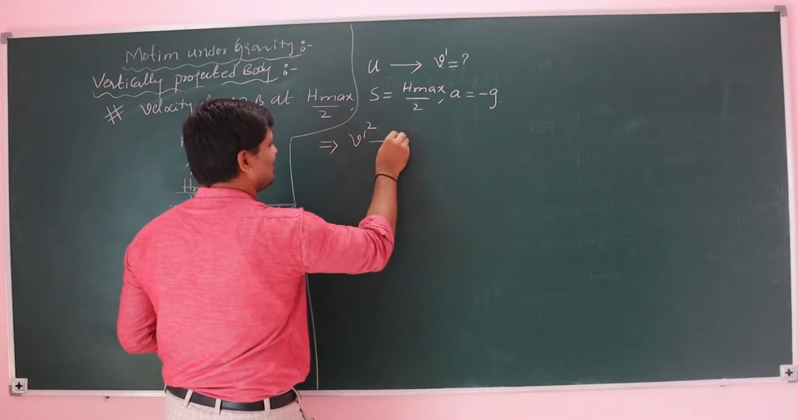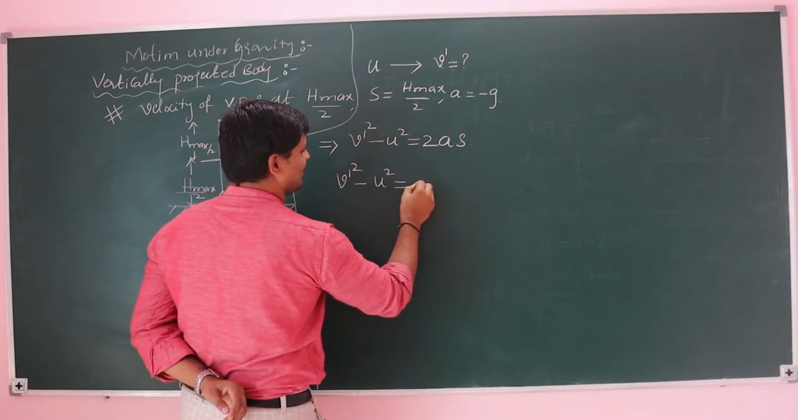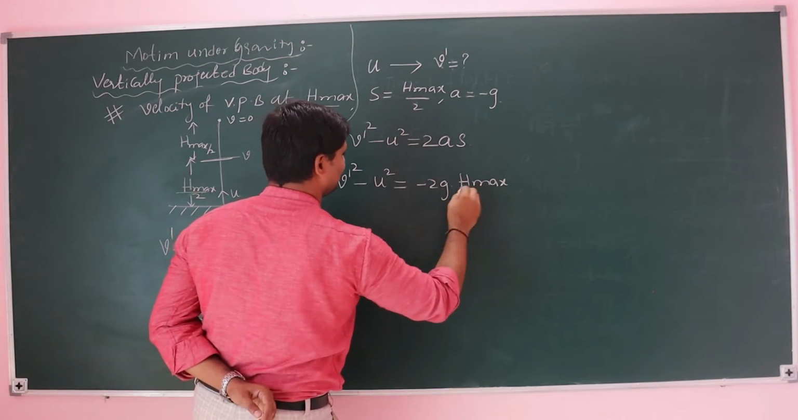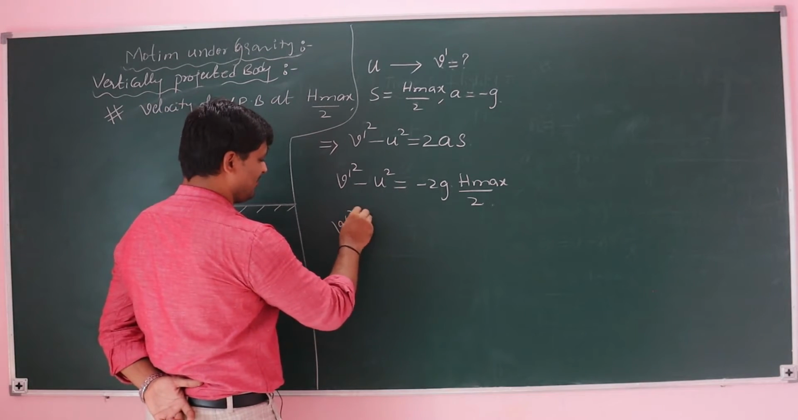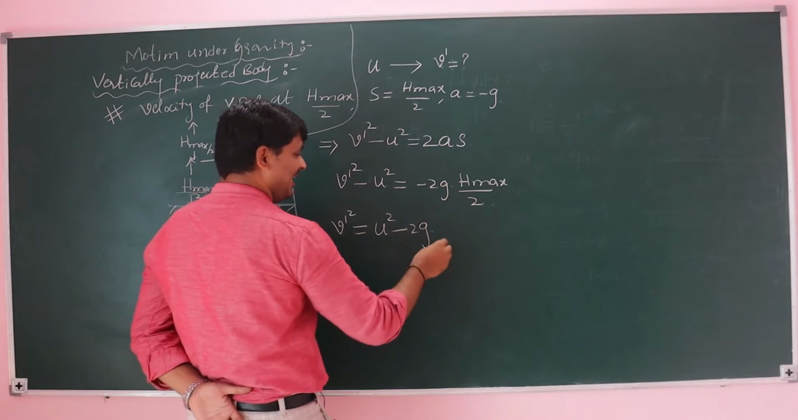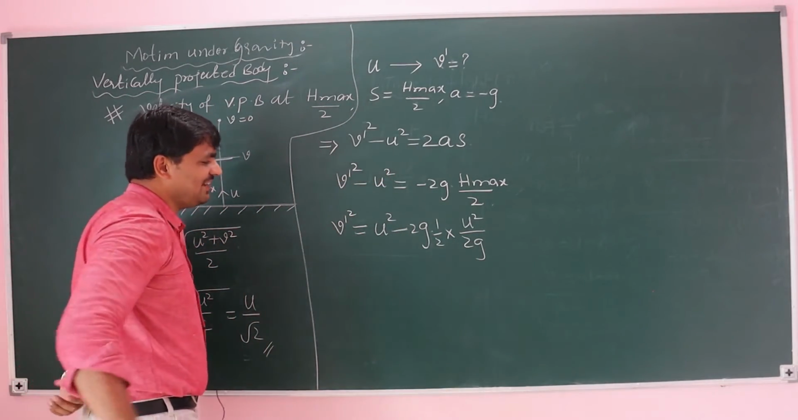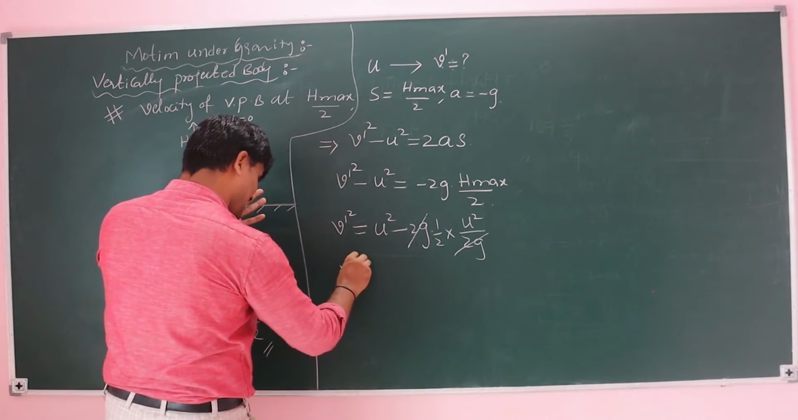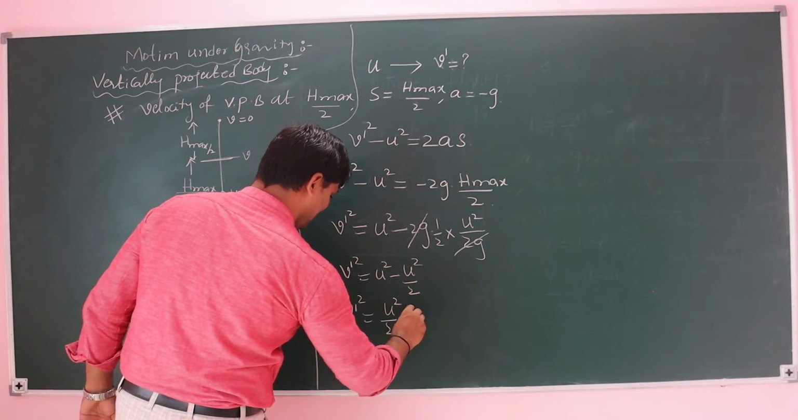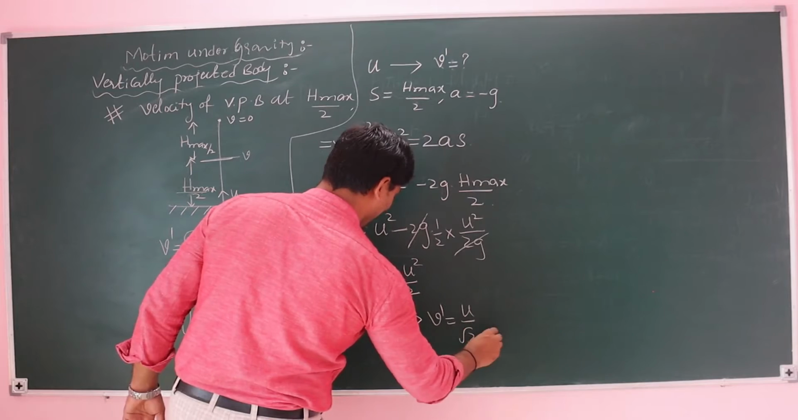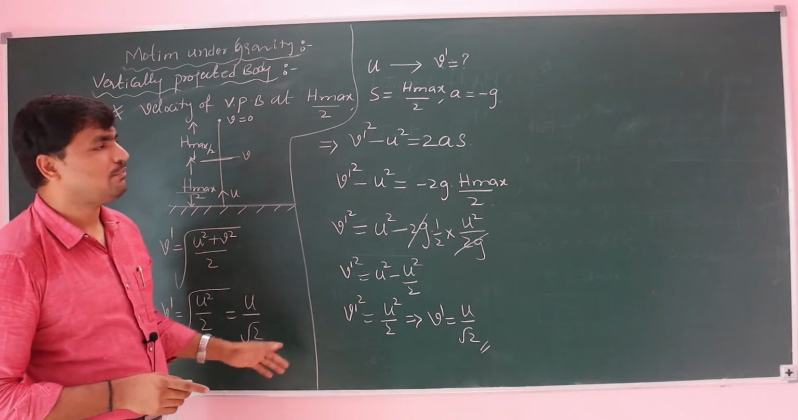V dash square minus u square is equal to 2as. Put the value: v dash square minus u square is equal to minus 2g into h max upon 2. So v dash square is equal to u square minus 2g into h max upon 2. Substitute h max as u square by 2g, and 2g gets cancelled. Then v dash square is equal to u square minus u square by 2, which is u square by 2. Then v dash is equal to u by root 2. This is the simple method. If you know it, you can apply it; otherwise you have to apply the normal method.